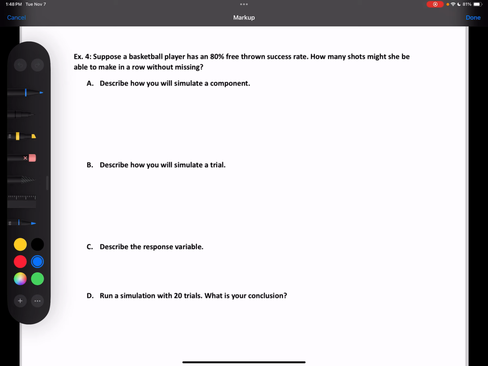All right. Suppose a basketball player has an 80% free throw success rate. How many shots might she be able to make in a row without missing? So this problem is going to run us through several of those 7 steps, some of them combined. We're going to describe how we are going to simulate a component. And a component is the most basic event that we're simulating. So we're basically taking one shot.